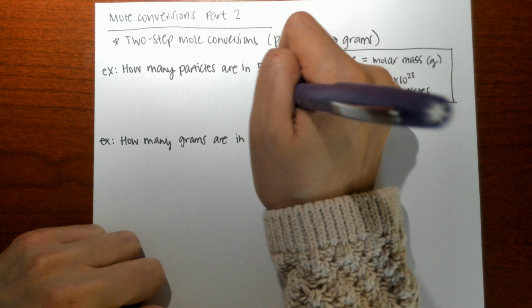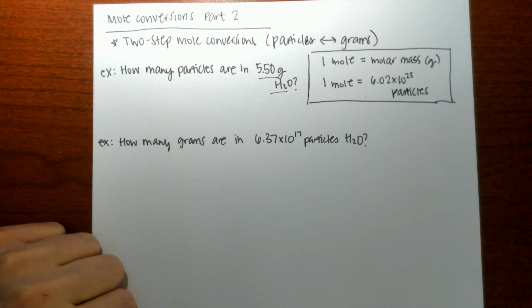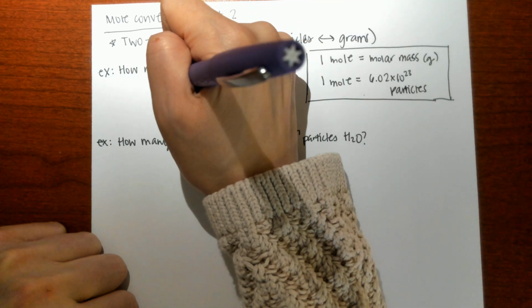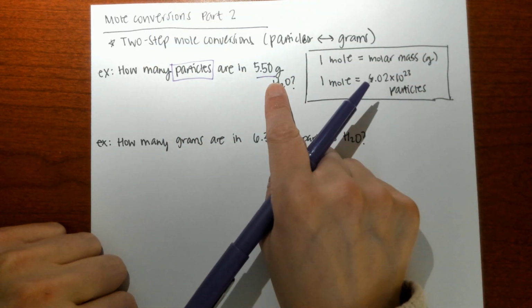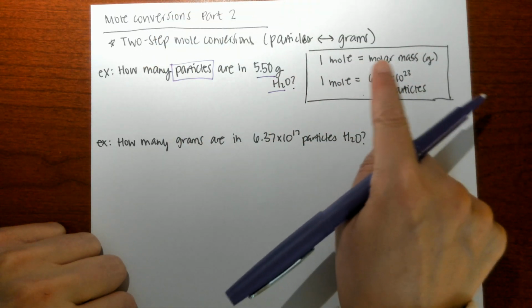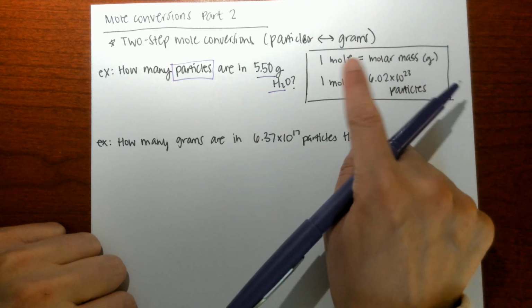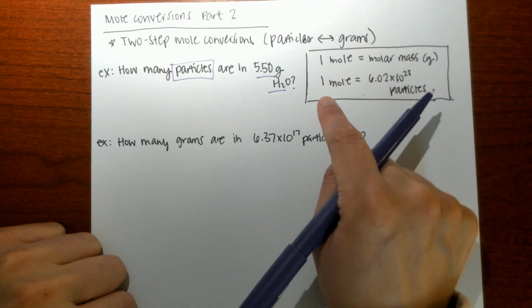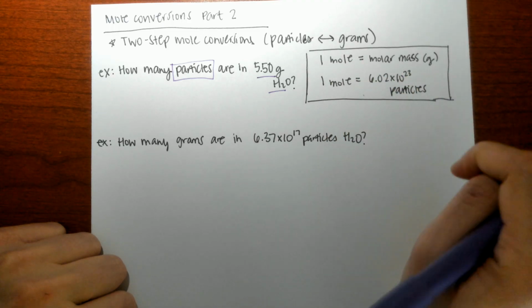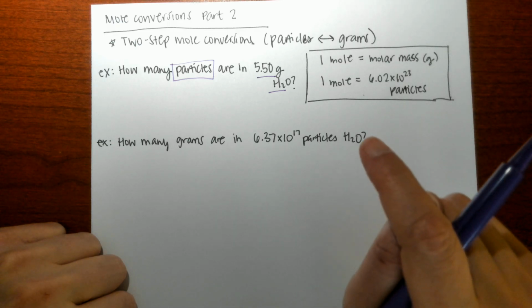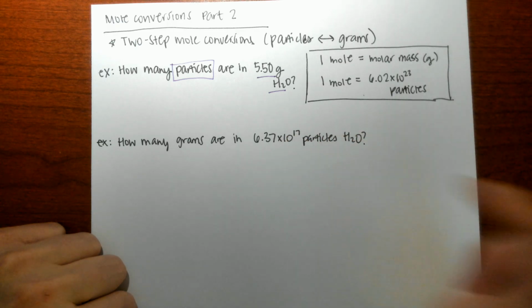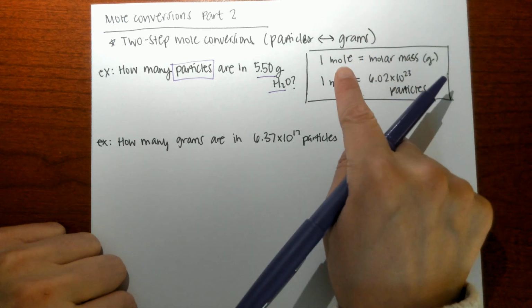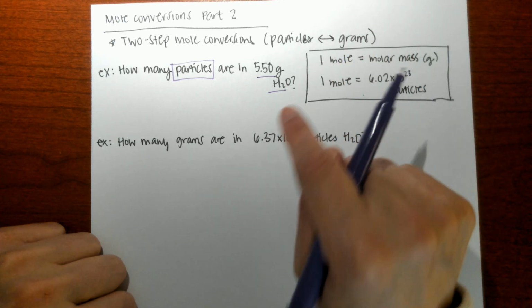So for this example, how many particles are in 5.5 grams of H2O? We're trying to find particles, and we're starting off with grams. So notice how there's direct conversions between mole to gram, vice versa, and then mole to particle and vice versa. There's no direct conversion factor between gram to particle and the other way around. So that's why we have to go through the mole first. That is our first step.